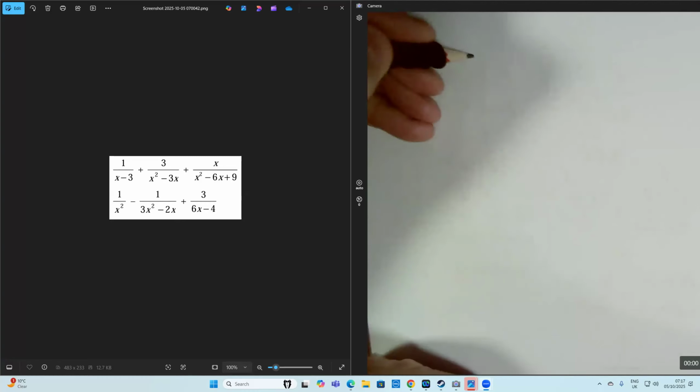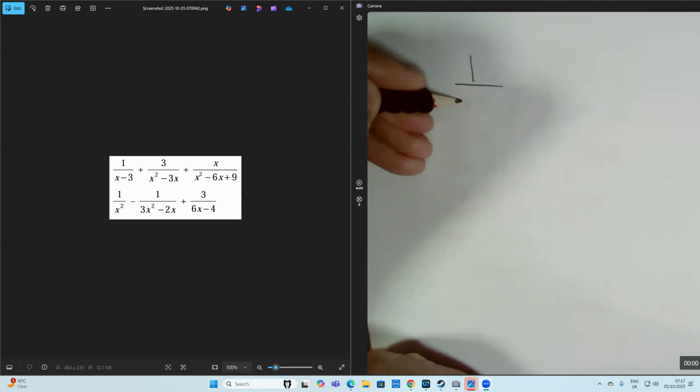Hello everyone, and in this video we're going to be looking at combining algebraic fractions. In our previous video we looked at simplifying. Now we're going to be looking at combining algebraic fractions. So first of all, we'll look at these two questions here.